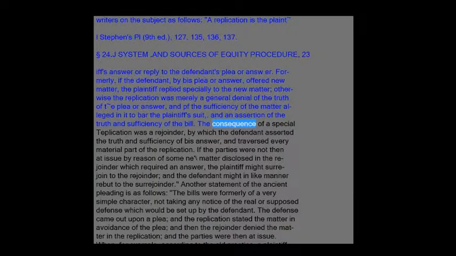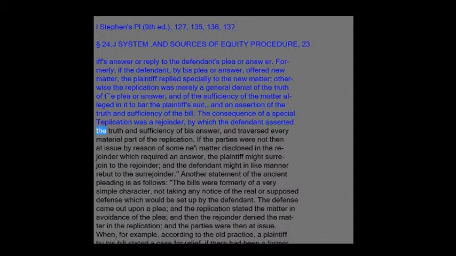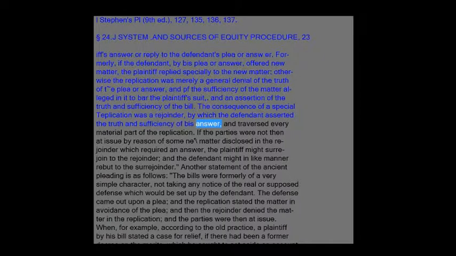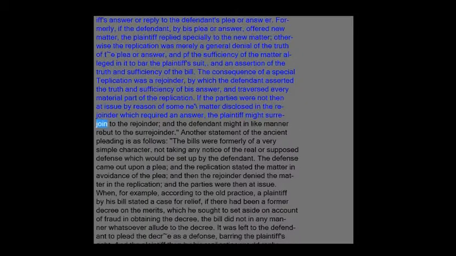The consequence of a special replication was a rejoinder, by which the defendant asserted the truth and sufficiency of his answer, and traversed every material part of the replication. If the parties were not then at issue by reason of some new matter disclosed in the rejoinder which required an answer, the plaintiff might subjoin a surrejoinder to the rejoinder, and the defendant might, in like manner, rebut to the surrejoinder.